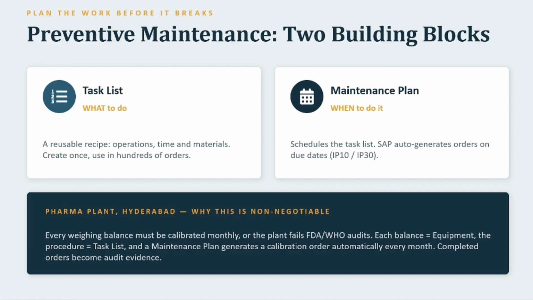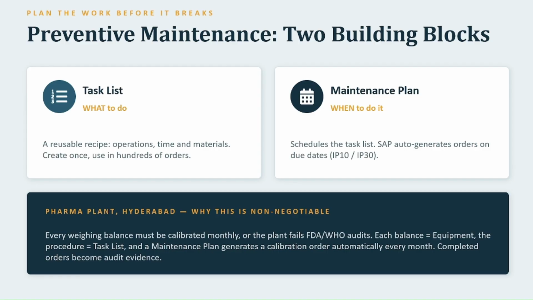Now there are two things in preventive maintenance: one is the task list and another is the maintenance plan. A task list works like a recipe. In the task list we predefine the operations, the technicians, and the hours required for each operation. We can create the task list equipment-wise, or a general task list that is applicable for all types of equipment.